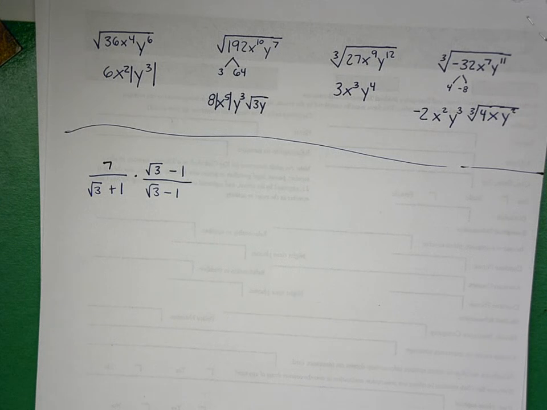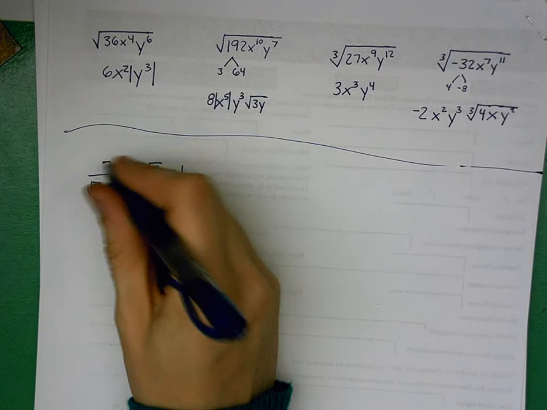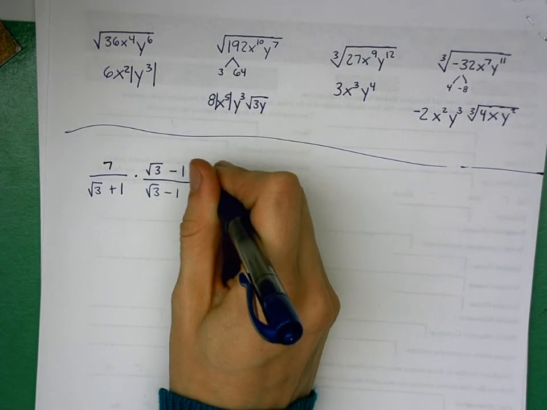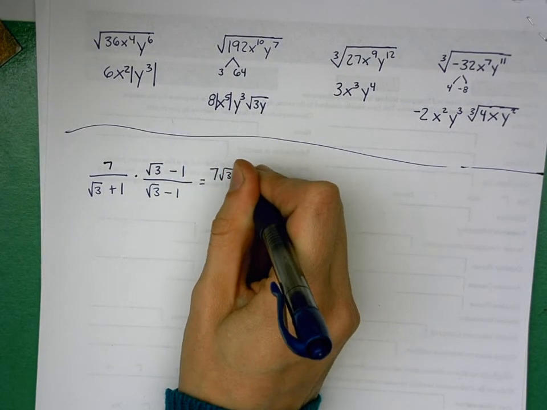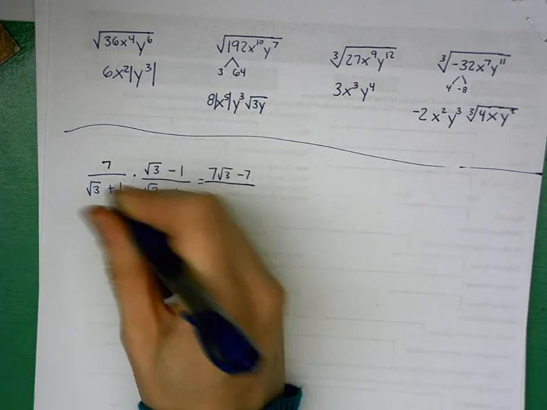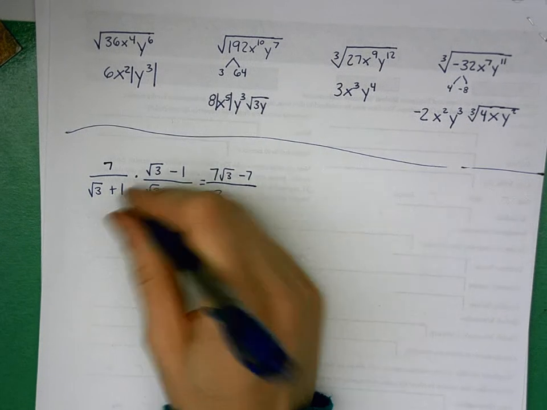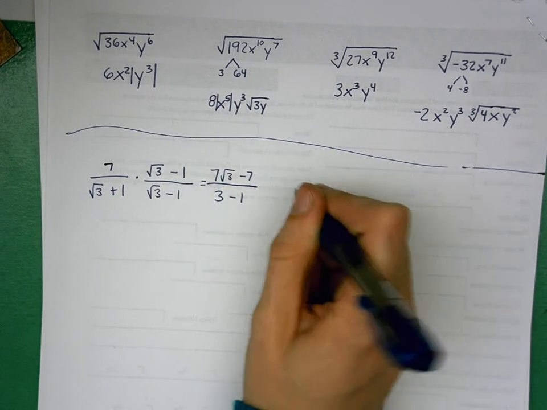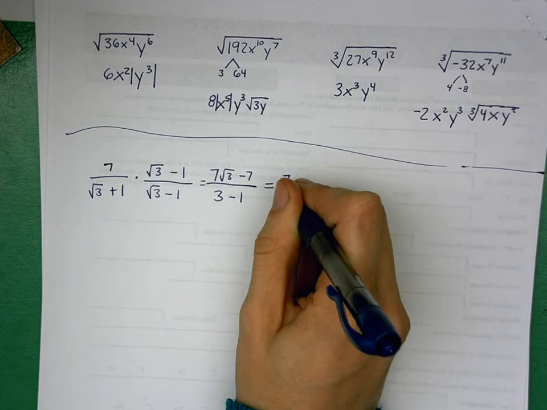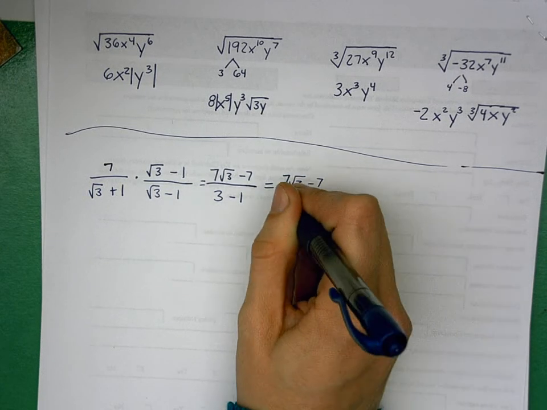Okay, and so for this one, simplifying this, distributing that 7, we would have 7 root 3 minus 7, all over root 3 times root 3 is 3. Outside and inside we cancel. 1 times negative 1 is negative 1, which gives me 7 root 3 minus 7 over 2.